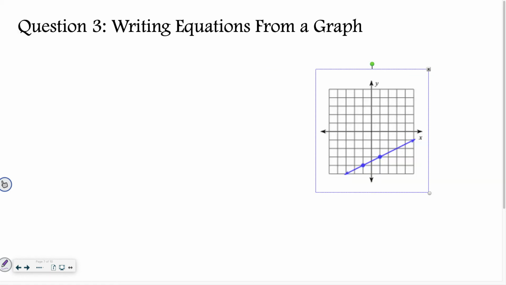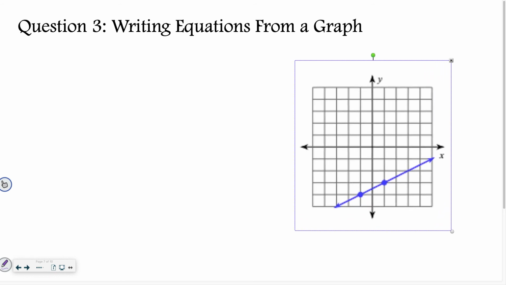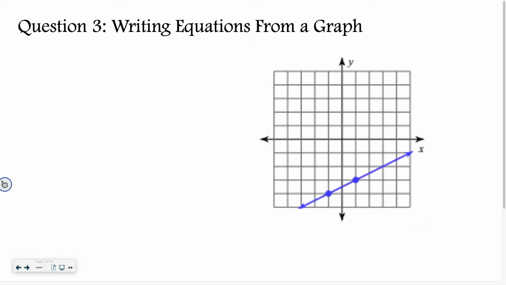Why don't you look at this graph and find an equation for the line? I'll give you 2 possible answers once I reveal the answer, but you just need to list one equation in point-slope form. Good luck.